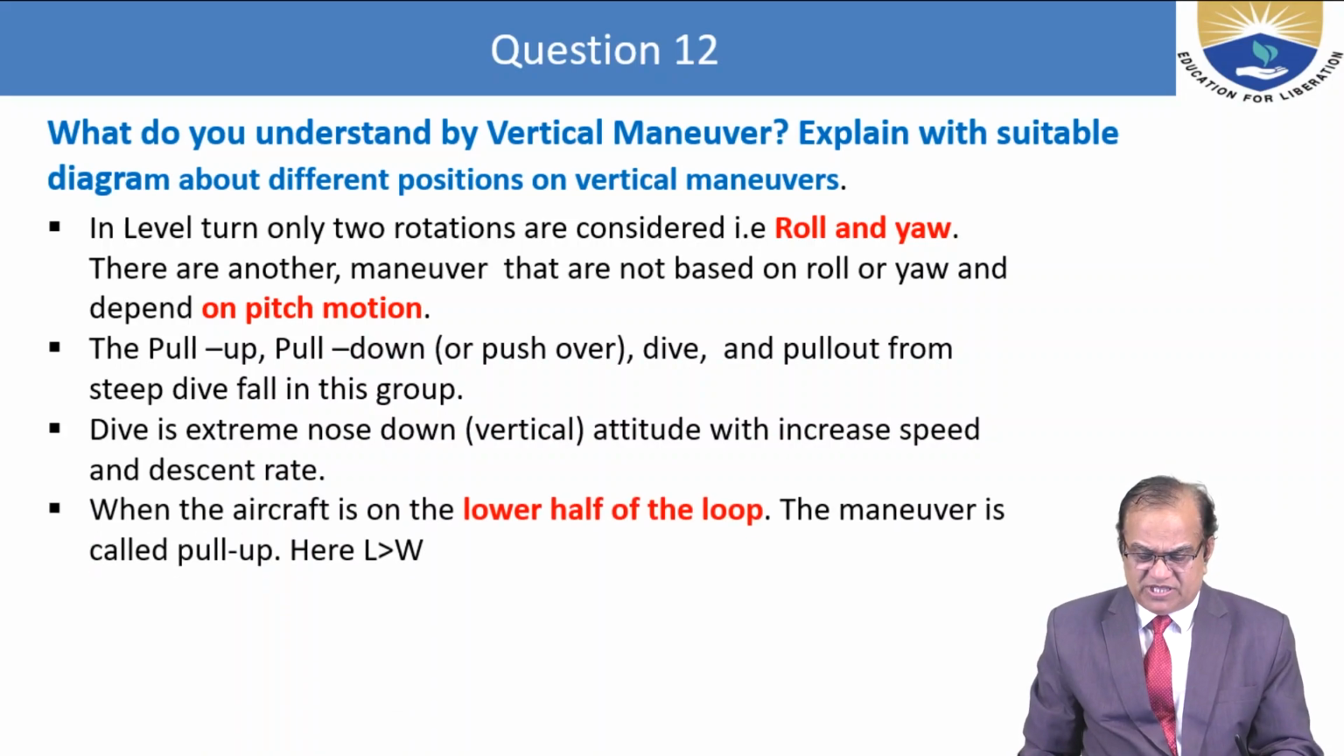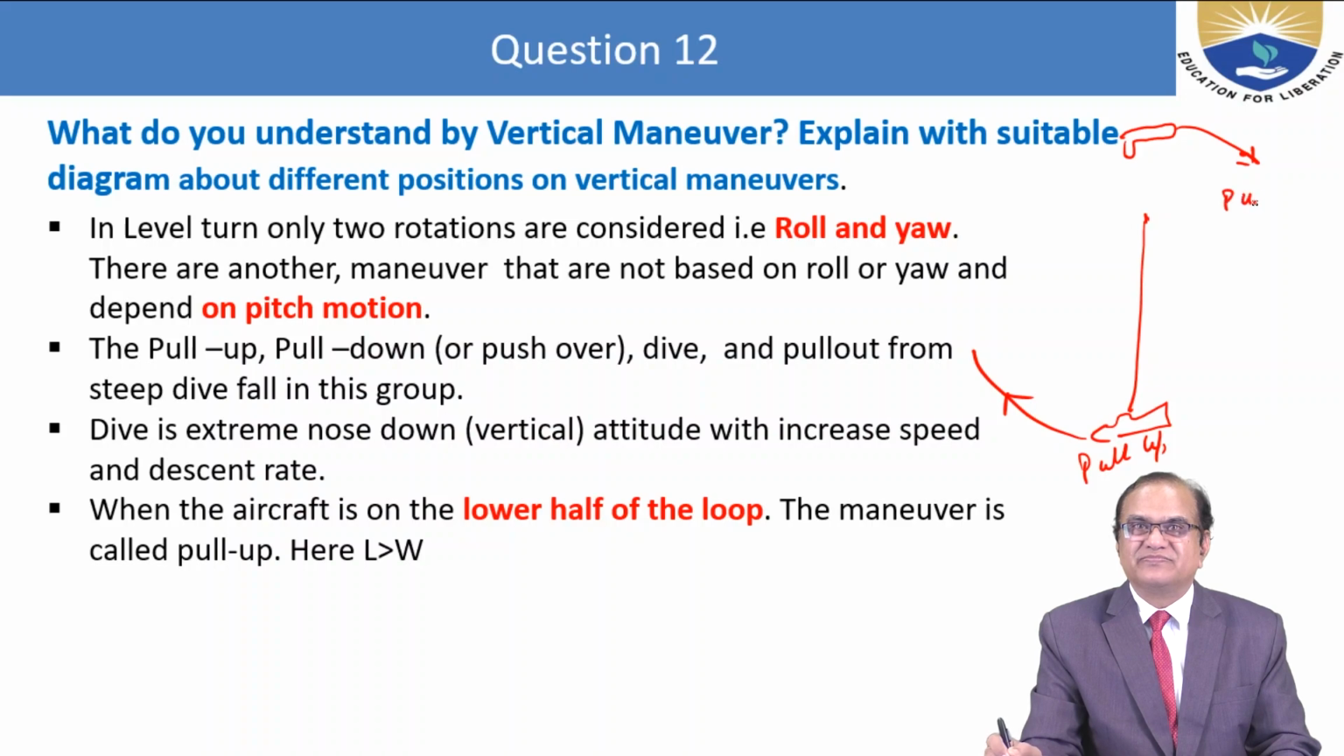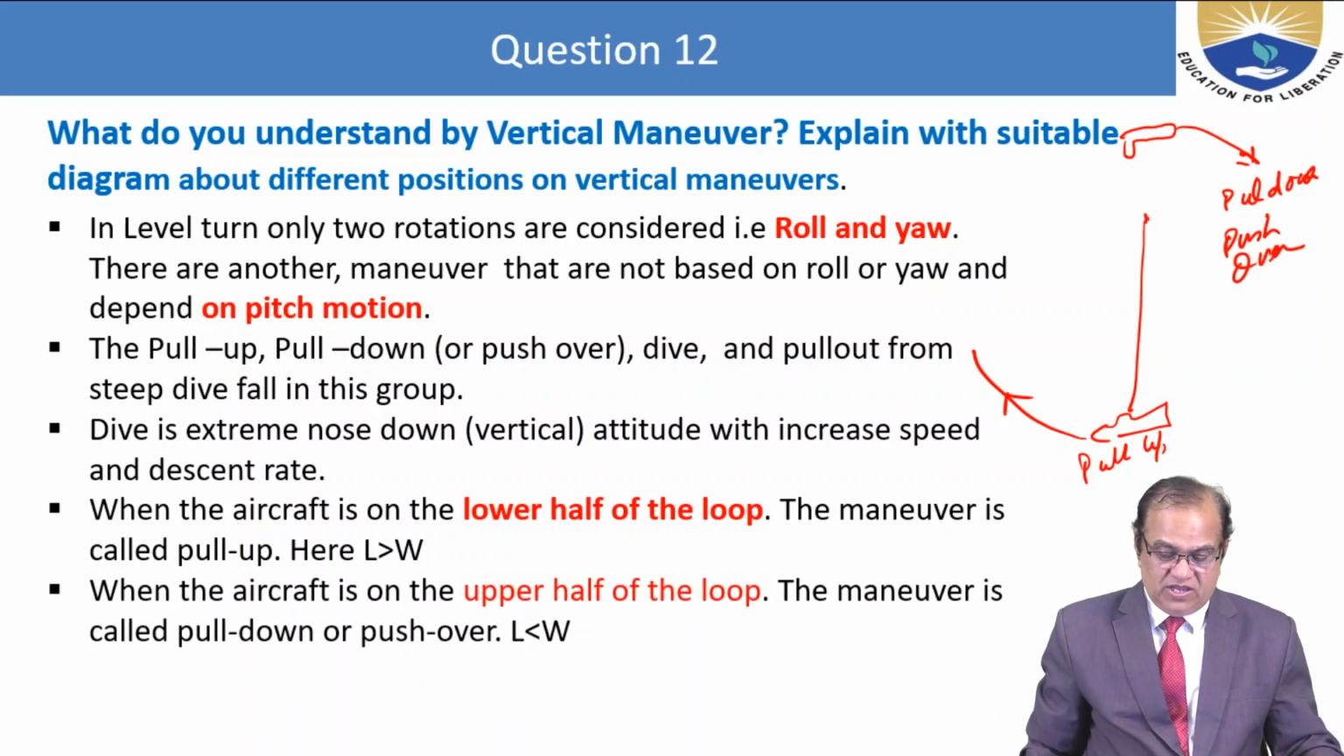When the aircraft is on the lower half of the loop, the maneuver is called the pull up, where L is greater than W. So if your aircraft is here and it is moving like this, this is called pull up. And if it is here, like this, it is called the pull down or push over. In this, L is greater than the weight.